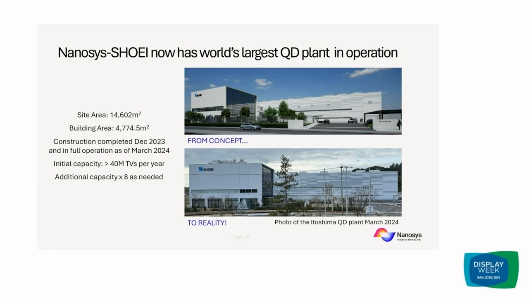Based on the lines that are operational right now, there's the capacity to serve 40 million units of televisions per year, which is a huge capacity. And the way the building was designed here actually keeps the possibility open to expand the capacity 8 times this, so nearly an order of magnitude higher as demand is there.